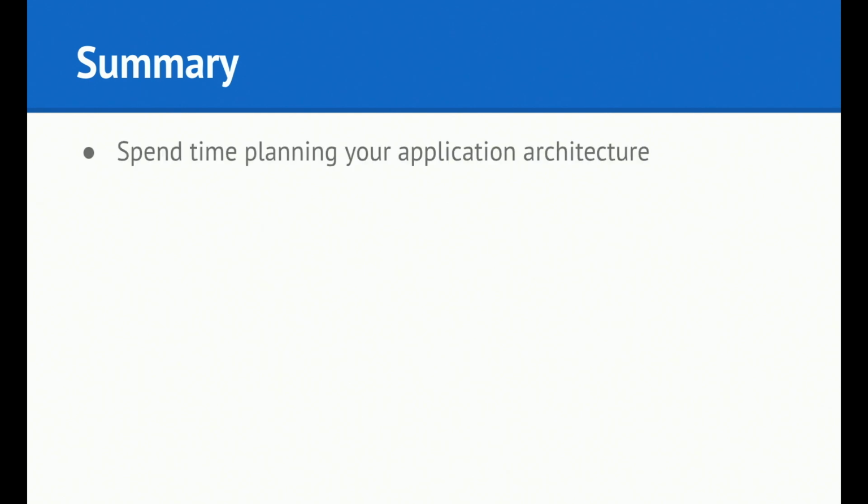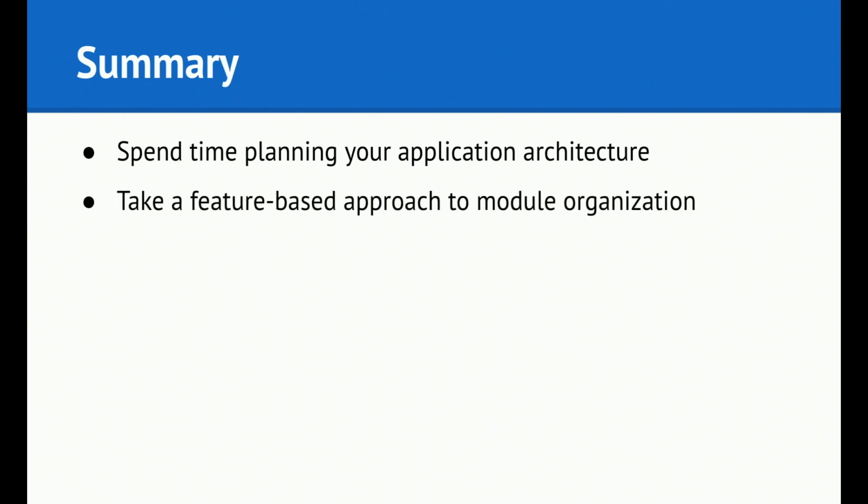So I'm out of time. To wrap up here, number one, if you don't have a planning process, spend time making a planning process. I'll give you this little template, a link to it here at the end. Number two, take a feature-based approach to organizing your modules. I think that's one of the number one easy things you can do to have better app maintenance down the road as your app grows.